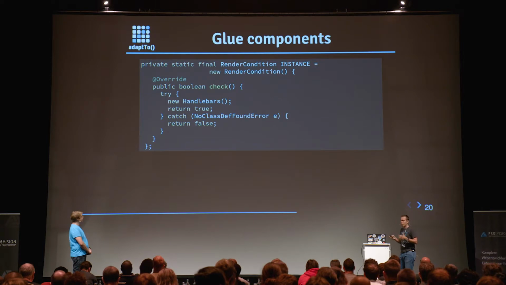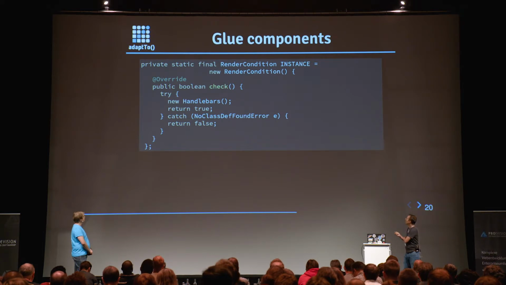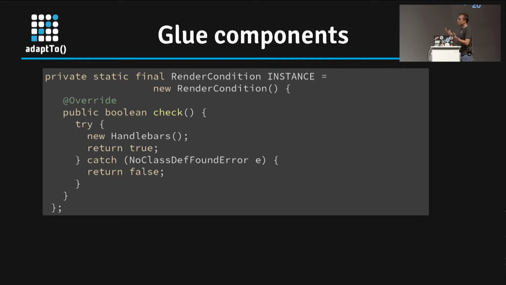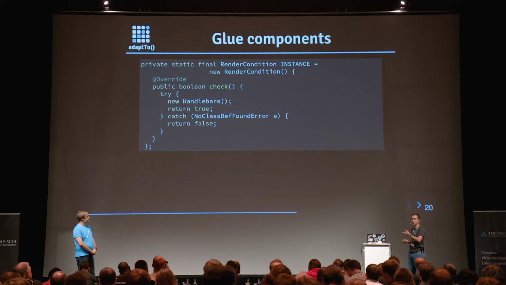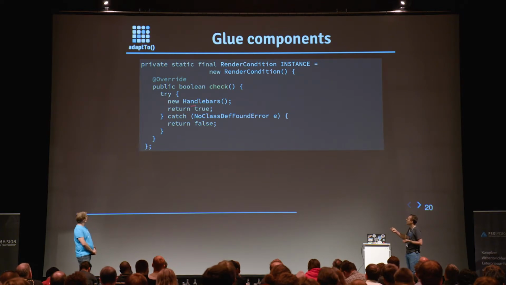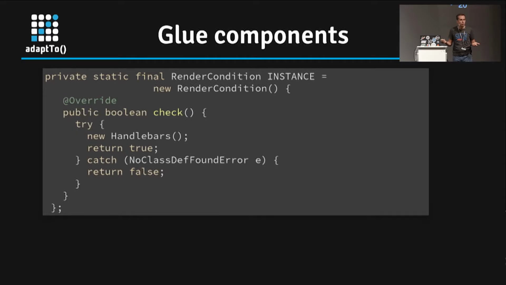In the same way that we had glue bundles, we can call this glue components or guard conditions. The render condition is a way you have in AEM to conditionally render content. You can say, render content only if this condition holds true. And this one is actually a code sample from ACS Commons. They have some reporting stuff where they need to check if handlebars is available because they use that as a scripting engine. It was something we discovered while refactoring and modularizing AEM.